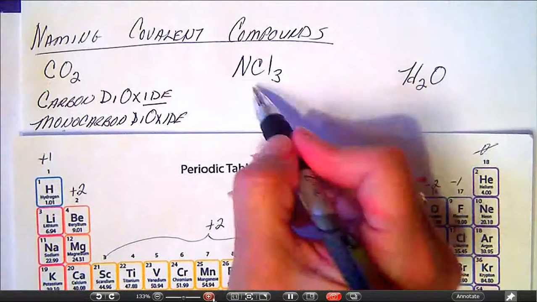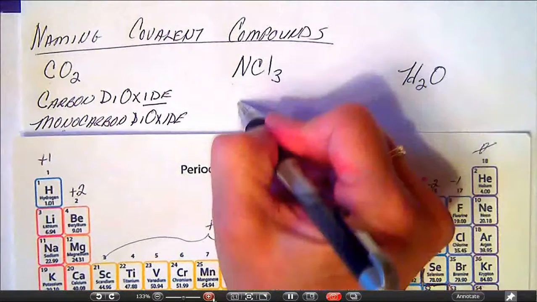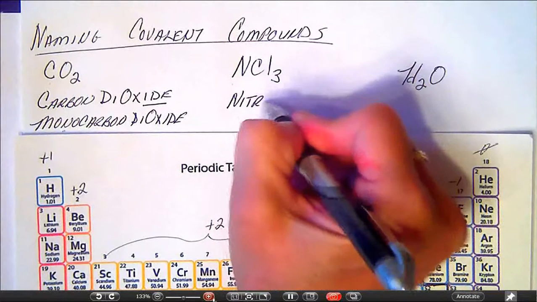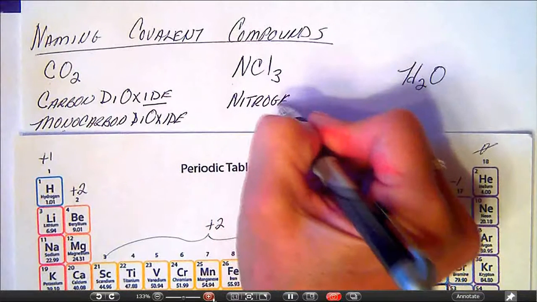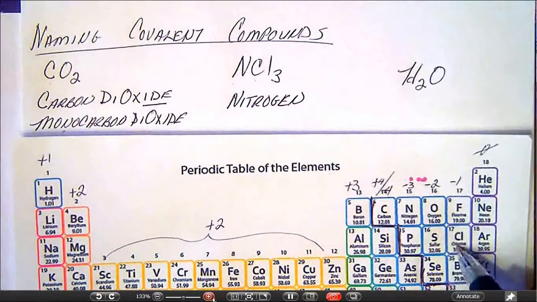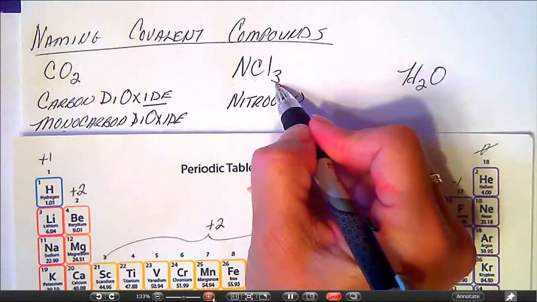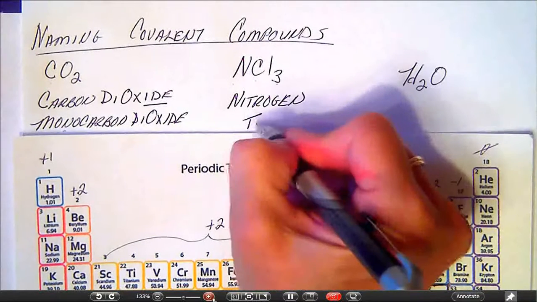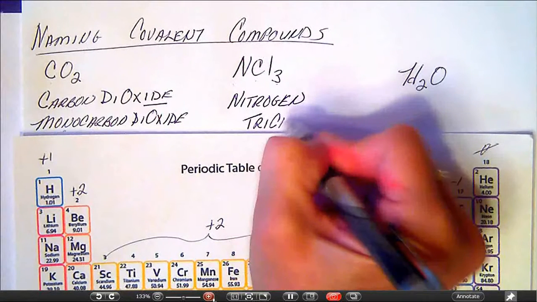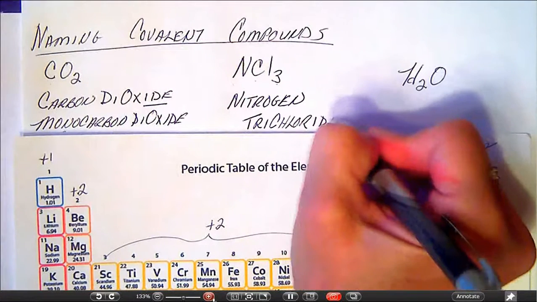Second example, N. We're going to look over here. Nitrogen. And we have chlorine also over here. So again, we have a covalent bond. This time we have three of them. Nitrogen, tri, chlor, and the final IDE.